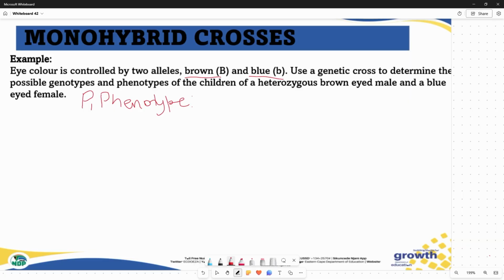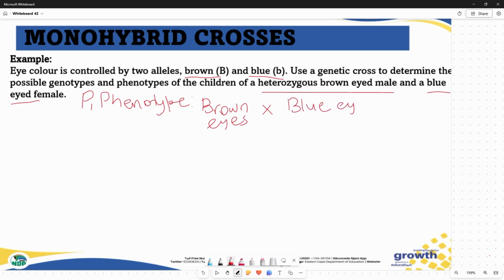Now, from the example you have been given, use a genetic cross to determine the possible genotypes and phenotypes of the children of a heterozygous brown-eyed male. Now, when you look at a person, you can't see whether they are heterozygous or homozygous, so we do not include those when we are writing a phenotype, but it helps us to write the genotype. So what is the phenotype of the male? Brown eyes. So we have got a male that has got brown eyes. Now, this male with brown eyes is crossed with a female that has got blue eyes.